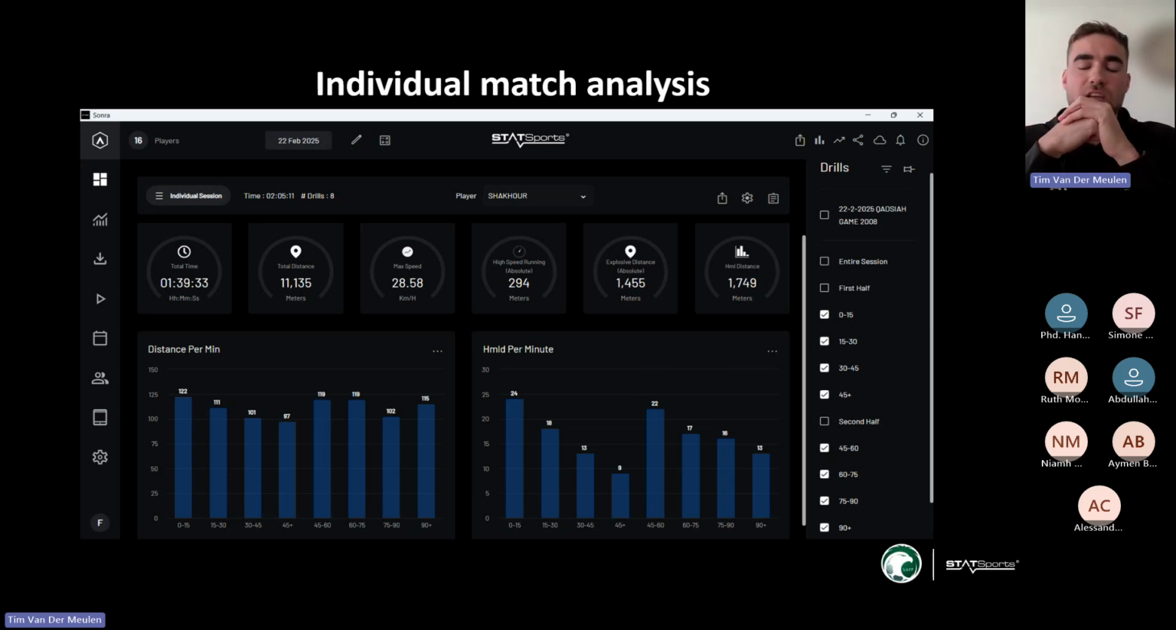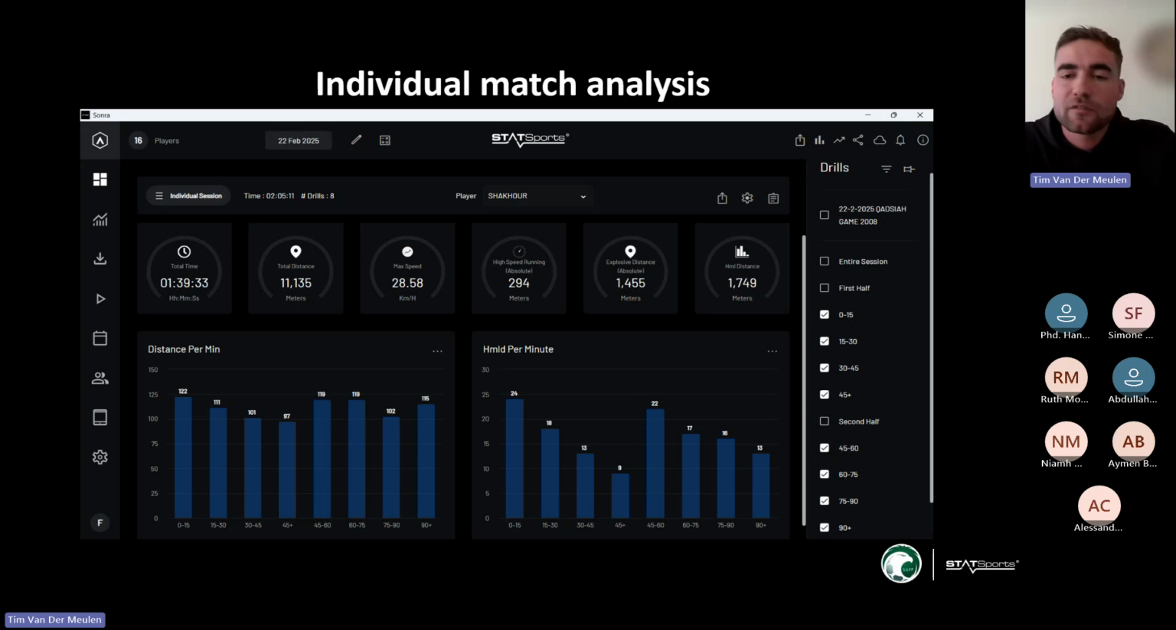So in this case, I've selected one individual player. On top, you will see a summary with the metrics of the total duration, so the playing time, the total distance, his max speed during that game, his high speed running, and his explosive distance, and both together, so high speed running and explosive distance together, which means the high metabolic load distance. And below you see two different bar graphs where I visualize the intensity throughout the match, for distance per minute and for the high metabolic load distance per minute.